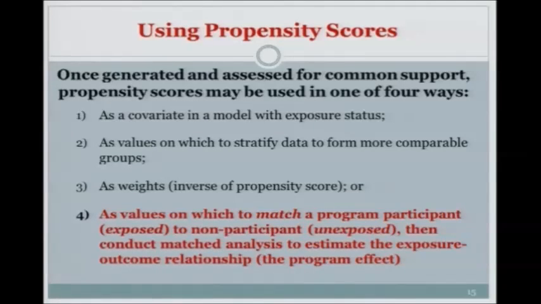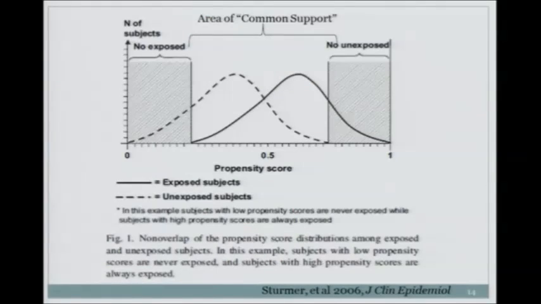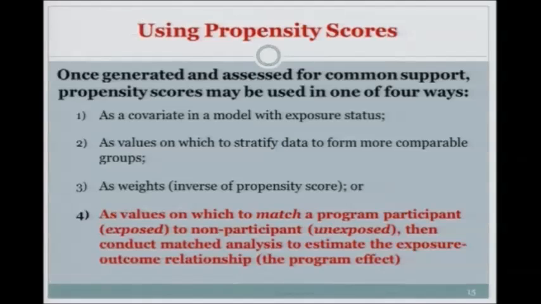After you determine your area of common support, do you ever exclude those above and those below? Well, as we'll see with matching, that automatically kind of happens. With the other methods, if you're going to just control for the propensity score as a covariate, you can take that extra step to exclude those that don't have common support to be more true. So that's a good question.